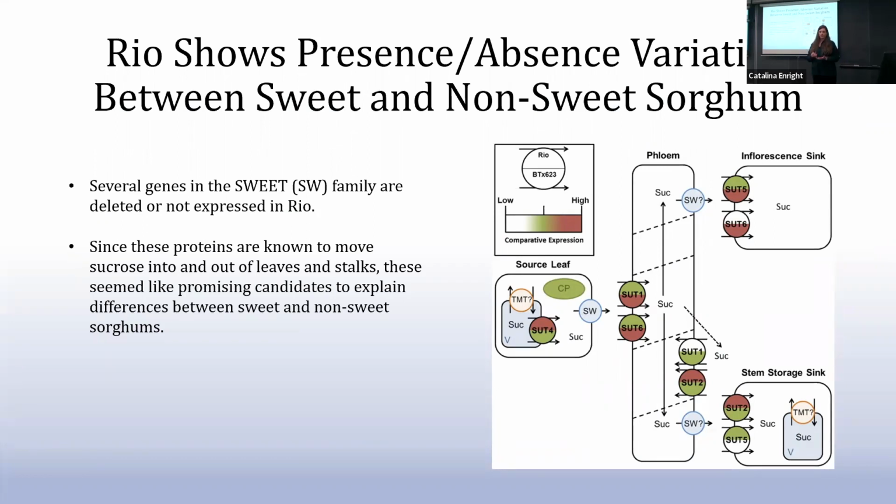And we initially thought we had something really interesting. We saw that a bunch of genes in this SWEET transporter family were missing in Rio, so missing in the sweet sorghum, or not expressed at all. They actually had enough of a mutation to be completely, possibly non-functional anymore. And we knew that these transporters moved sugar out of stalks, out of leaves. And so we thought, well, maybe if you don't have these extra transporters, you just keep the sugars in your stalk, and that's one of the ways you can accumulate it.